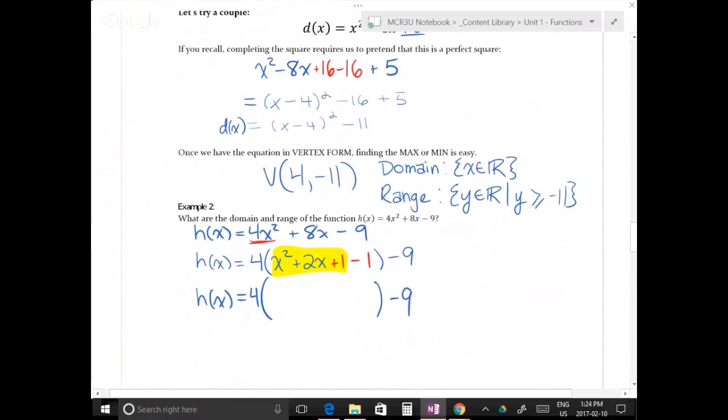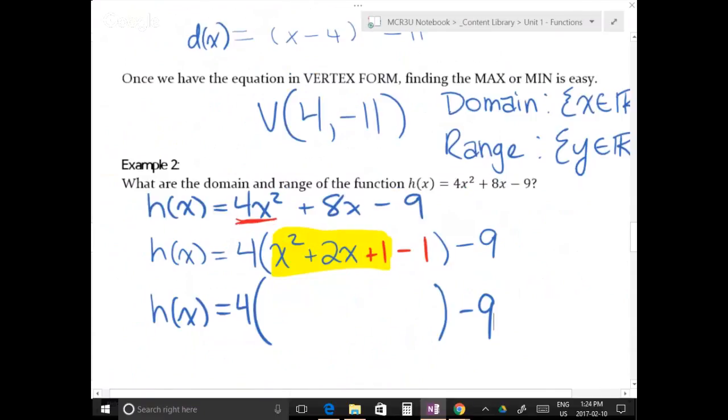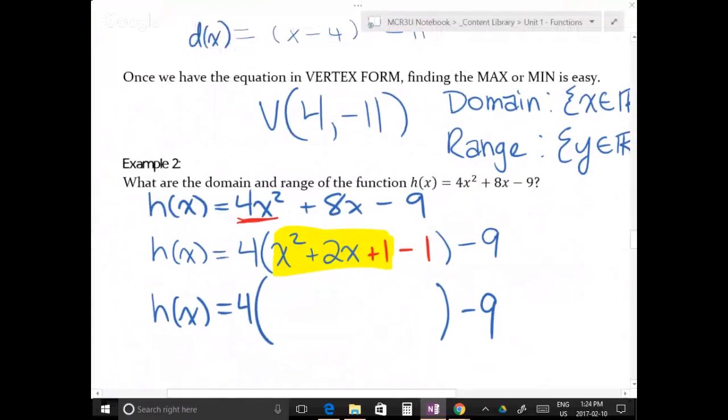Okay, Andrew, now that everyone's had some time, now is your moment to shine. What would this end up becoming? X plus 1 squared. What did you get? Can I see?